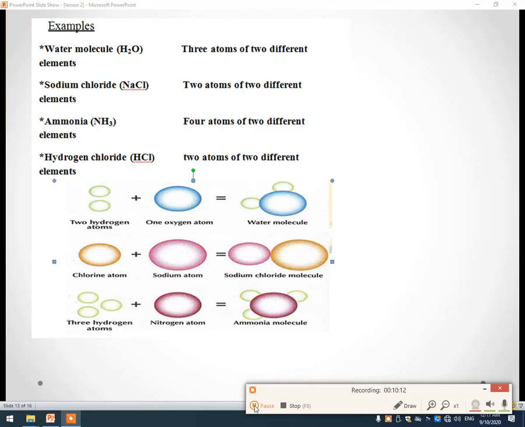And the fourth example here is the hydrogen chloride compound. Hydrogen chloride can be written HCl. If you see here, hydrogen and chlorine combined together give hydrogen chloride. So how many atoms do we have here? We have 2 atoms of 2 different elements, 1 atom of hydrogen and 1 atom of chlorine.